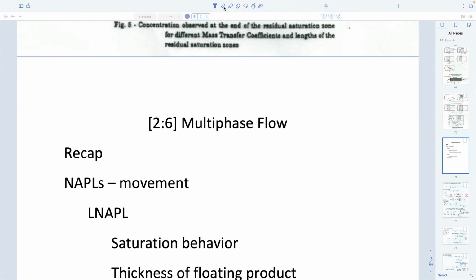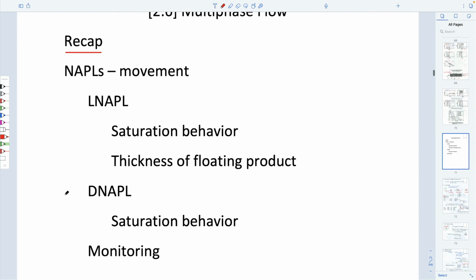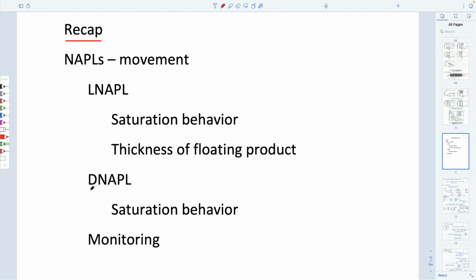And so we've begun the recap, but a recap from 30,000 feet, and so we'll do something in a bit more detail. We'll talk about the movements of non-aqueous phase liquids, both for lighter than water and denser than water, in terms of what the saturation profiles we expect to look like, based on what we know now about capillary pressure versus saturation diagrams, and also say something about what the thickness of the floating products might be, for instance, when we look at site investigation in these systems.